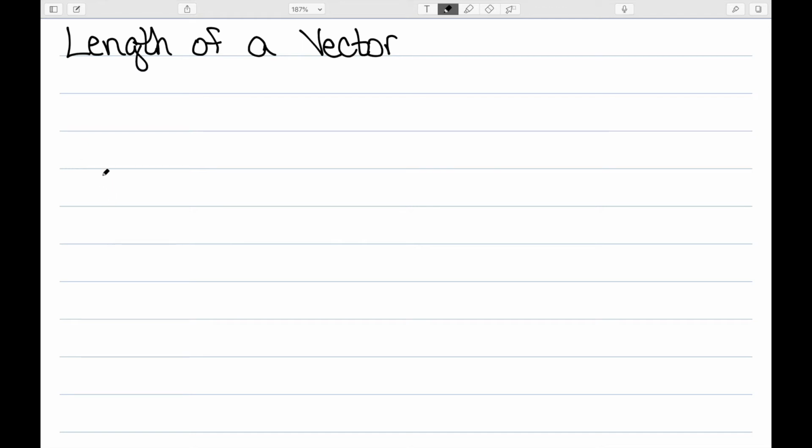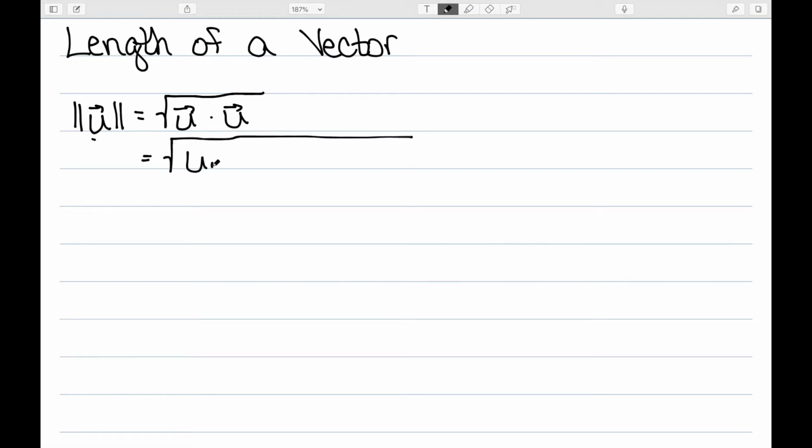In this video, I want to talk about the length of a vector, also known as the norm or the magnitude. And for the length, we denote it by these two vertical bars. So this here is the length of a vector u. And it's defined as the square root of u dot u. In other words, the square root of u1 squared plus u2 squared all the way up to un squared.